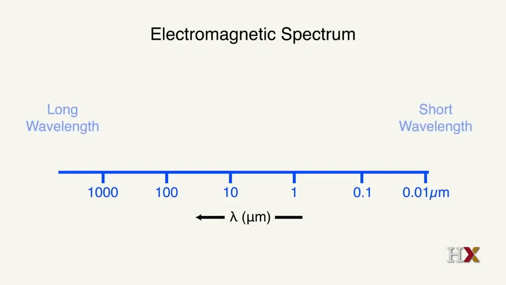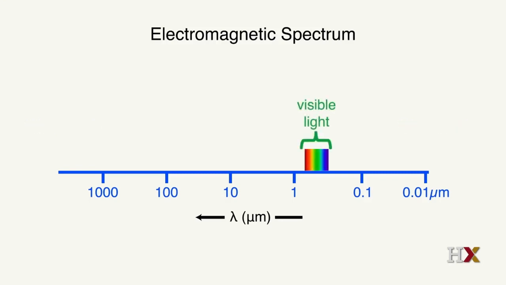Let's take a look at the energy balance of the Earth in a little bit more detail. The first thing we have to talk about is the wavelength of different types of radiation, of different types of light. If we look at the electromagnetic spectrum, we can describe different types of radiation as having different wavelengths. So visible light has a wavelength between 0.7 and 0.4 micrometers, or microns.